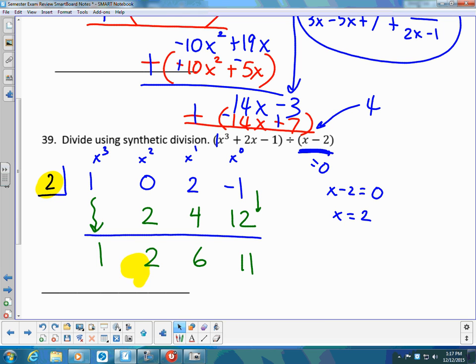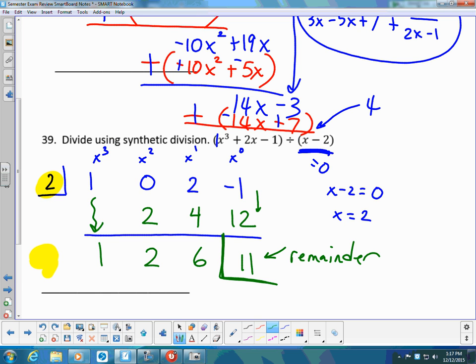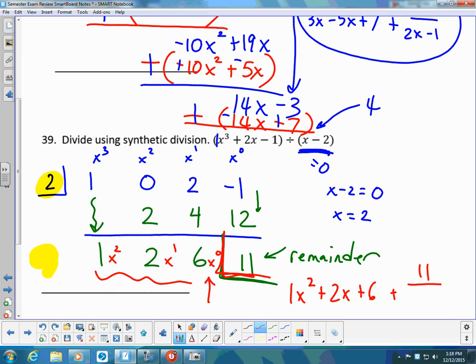I'm going to wall off this last number because this last number here is our remainder. And these here are the coefficients of our quotient. Well, this is going to be the x to the 0 coefficient. This is going to be the x to the first coefficient. This is going to be the x to the second, and so on. We always start with x to the 0 just to the left of our wall. So our answer for this problem is going to be 1x squared plus 2x plus 6 plus my remainder of 11 over our divisor, which was x minus 2. And so this is going to be our answer for problem number 39.